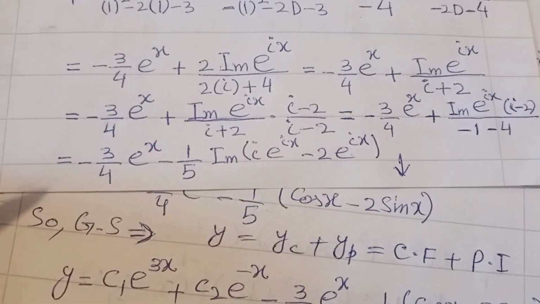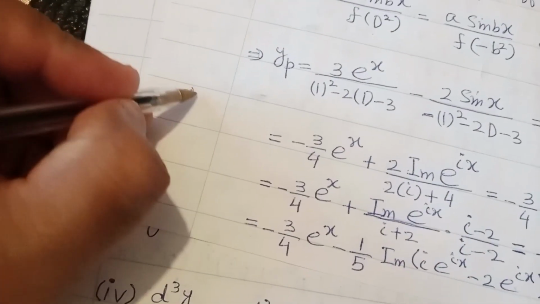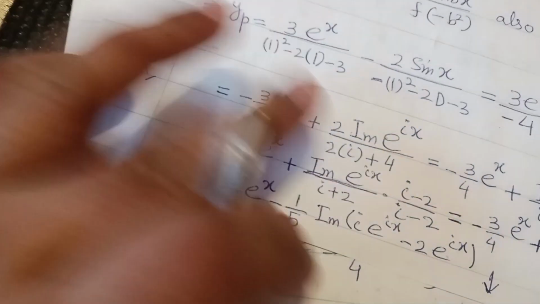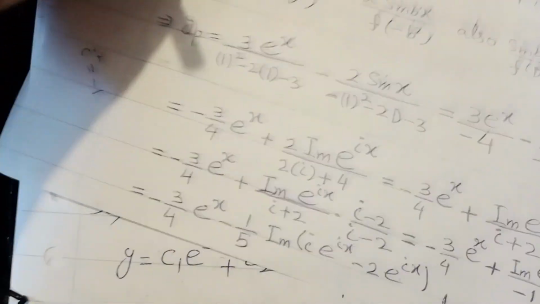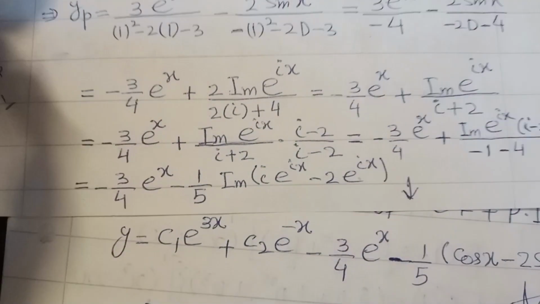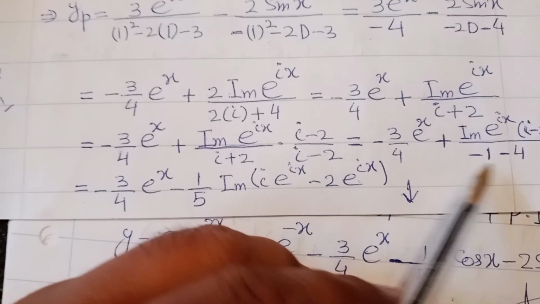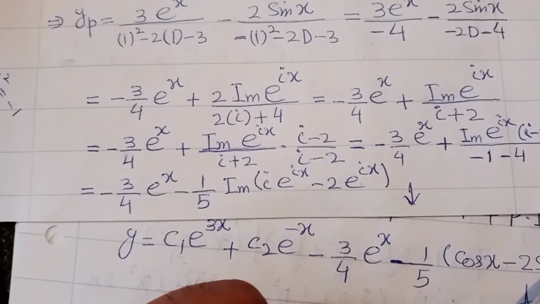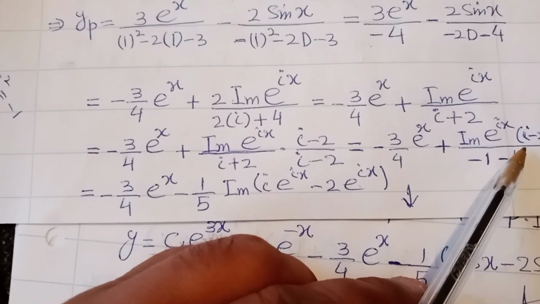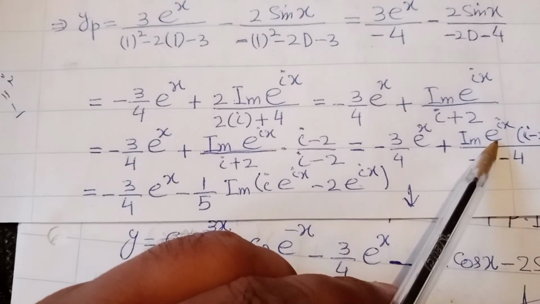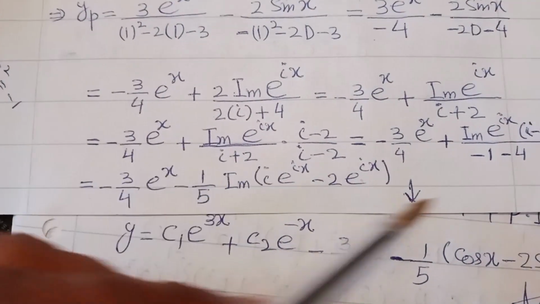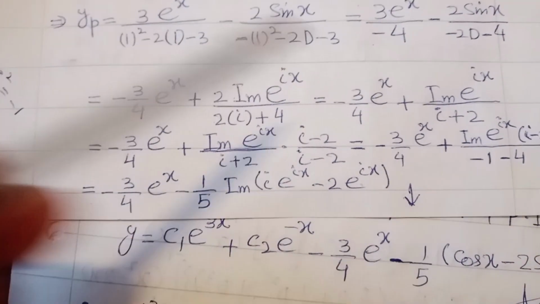And you know that iota square is a complex number, and we know very well the value of iota square. Iota square is minus 1. So for iota square here, we will write minus 1, minus 1, and minus 4. This term, iota minus 2, will multiply by exponential iota x. So in the denominator, we have minus 1, minus 4, which is minus 5.